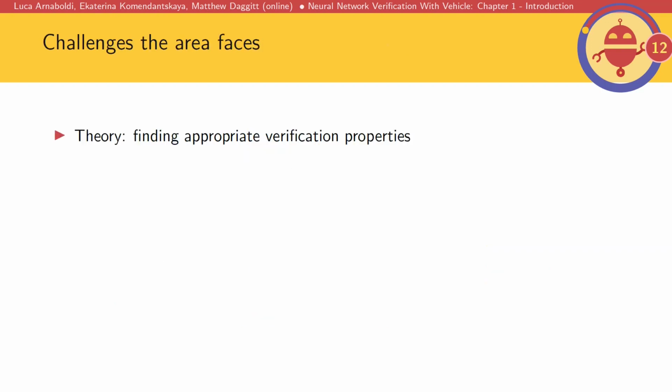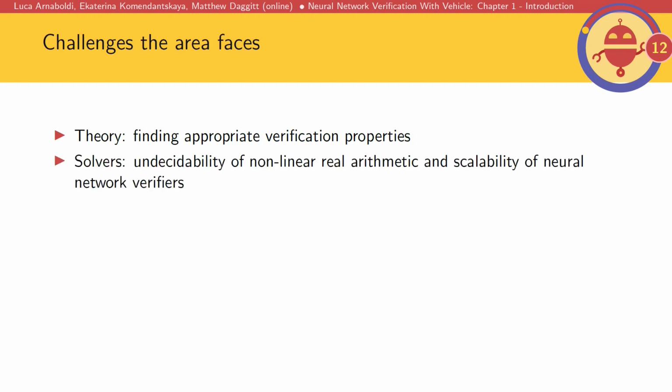The area has several challenges. This is my take on this, but maybe other people have slightly different opinions. I think it's pretty much a consensus. So first is the theory: finding appropriate verification properties. We know about the ACAS Xu example. We know about robustness as a verification property. But in general, it's not so easy to find even what we want to verify. You're given a neural network that recognizes something, and then you have to go and find out what you want to prove. So that's not easy in the general case.